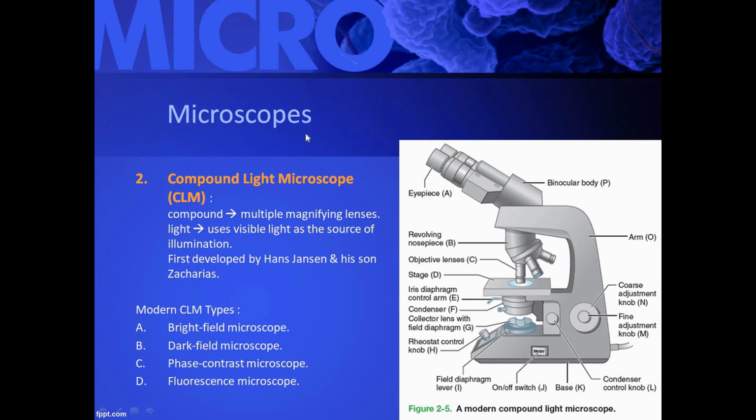Compound light microscopes. Compound because they have multiple magnifying lenses, light because they use visible light as a source of illumination. They were first developed by Hans Janssen and his son Zacharias. Modern compound light microscopes have the typical shape that you all know. We use compound light microscopes, especially the bright field microscope, in schools and universities for learning purposes. Modern compound light microscope types are bright field microscope, dark field microscope, phase contrast microscope, and fluorescence microscope.